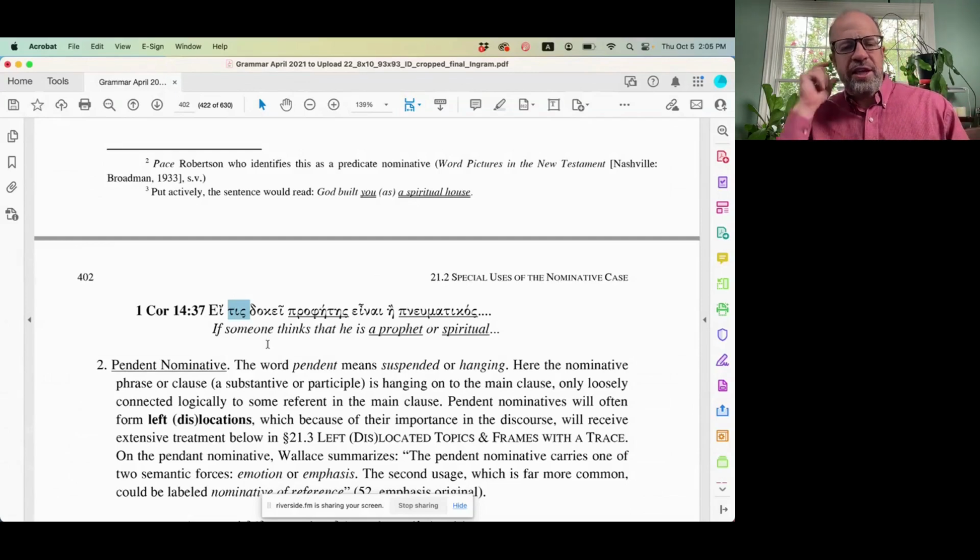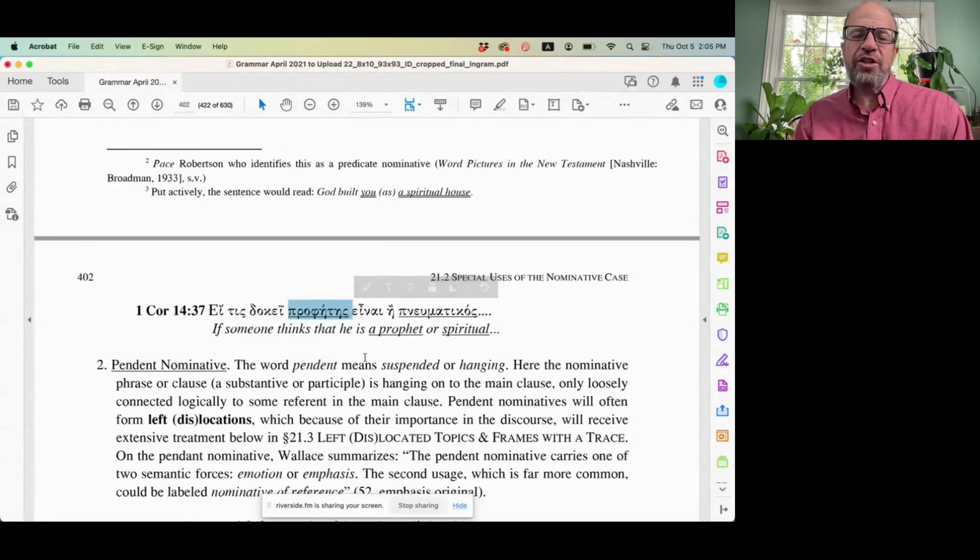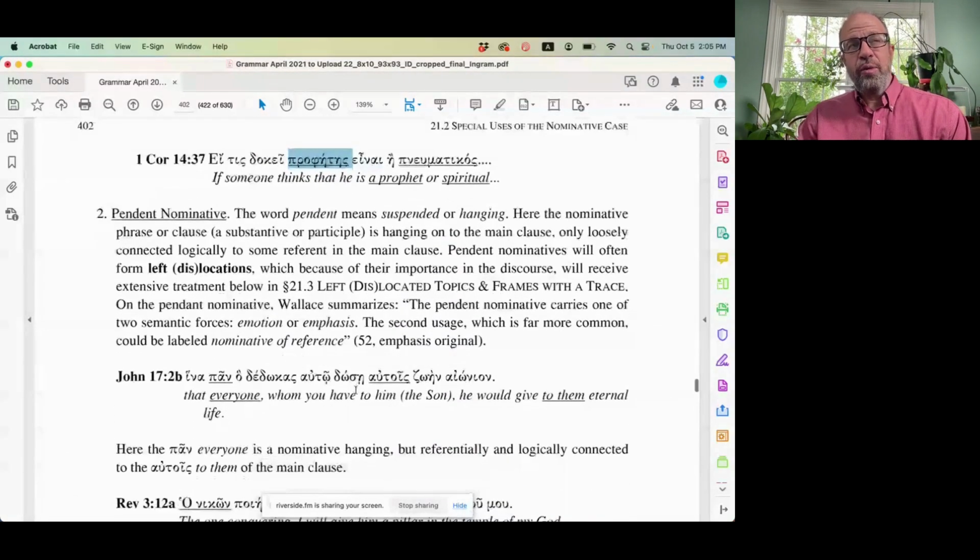But in this case, what that person is thinking themselves to be is put into the nominative, even though it's working with the infinitive, because it's referring back to the subject. And so this is something a little bit odd that can throw people off. But when the subject of the infinitive is the same as the subject of the main clause, then you have a nominative.